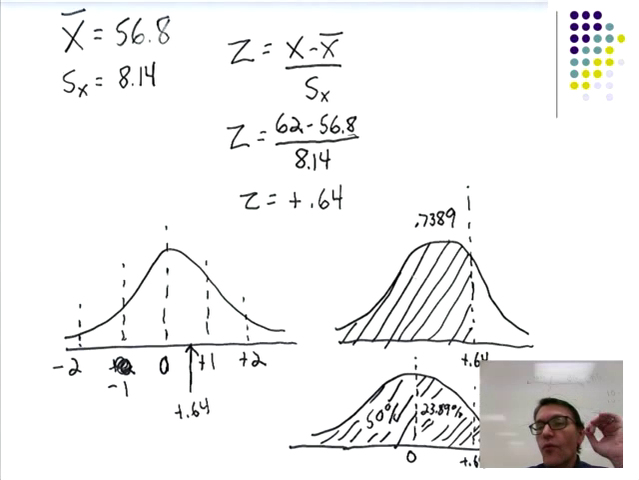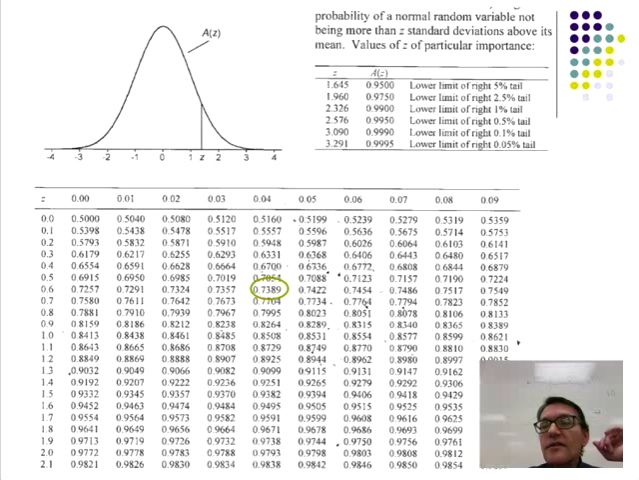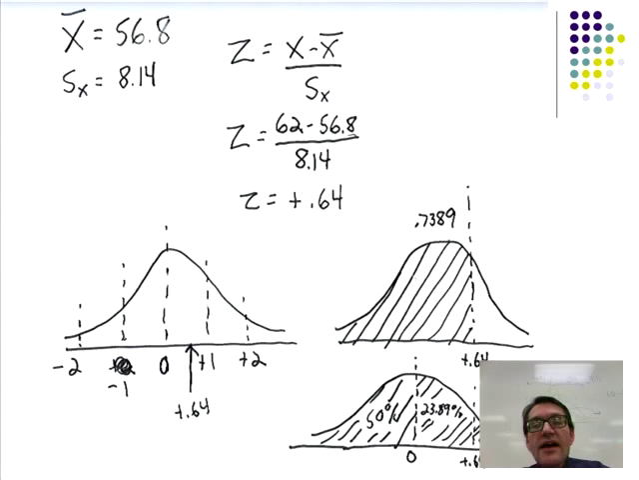So let's pull up the z-score chart. Here it is, okay. I want to look up positive 0.64. I go down the left side until I get 0.6, but I don't want 0.6, I want 0.64. So now the first column is 0.60, the second column is 0.61, 0.62, 0.63, aha! The intersection of 0.6 and 0.04, I find 0.7389, okay?